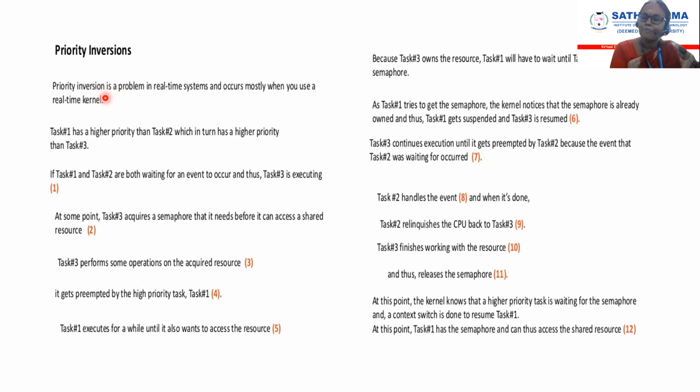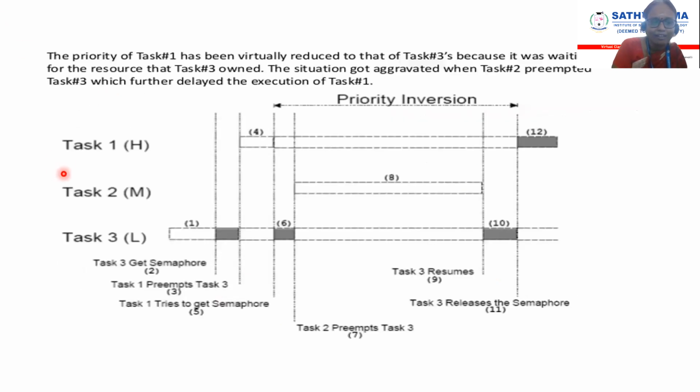Then task 2 has a higher priority than task 3. So which is the highest priority? Task 1. The next highest priority is task 2. The lowest priority is task 3. So from higher to low, the highest priority is task 1, the lowest priority is task 3, and the intermediate priority is task 2. Are you clear? Have you understood or not? That's why they have given: task 1 high priority, task 2 medium priority, task 3 low priority.